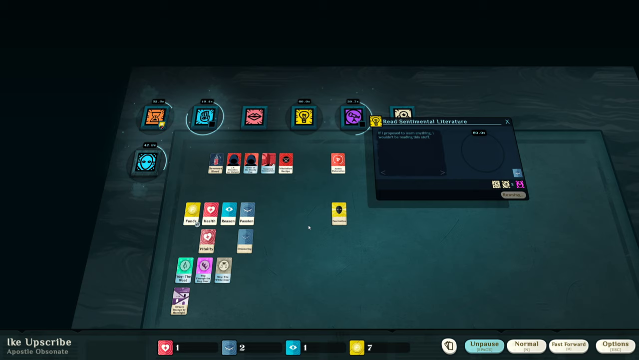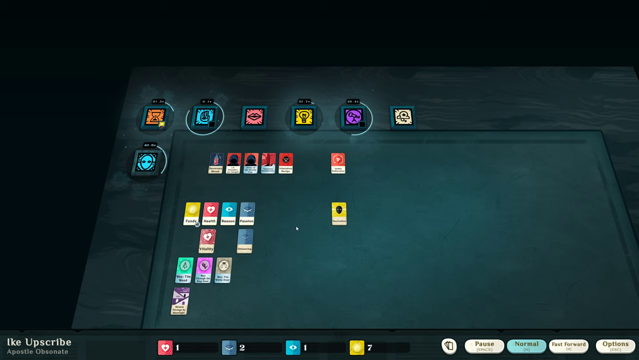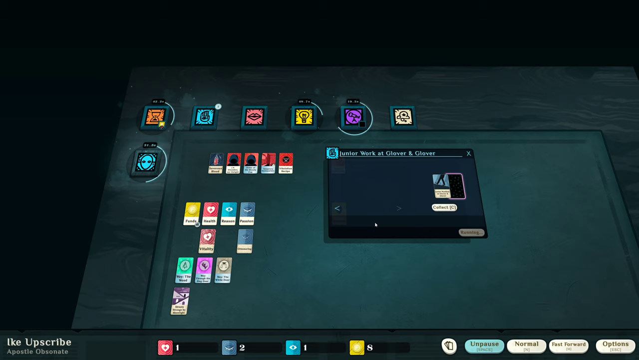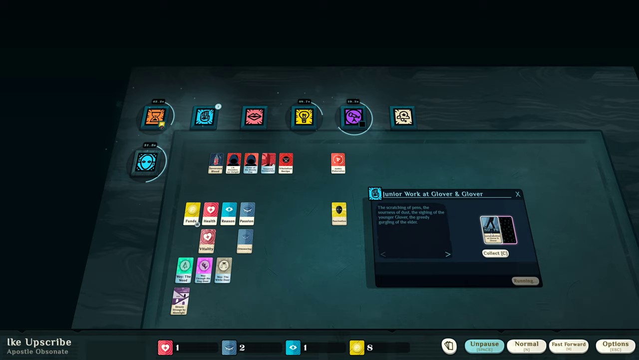And if I can, I might do another trip out to the construction site in order to get another vitality to negate the effects of the illness I'm about to get. I forgot to read the Glover and Glover write-up, so the scratching of pens, the sourness of dust, the sighing of the younger Glover, and the greedy gurgling of the elder.